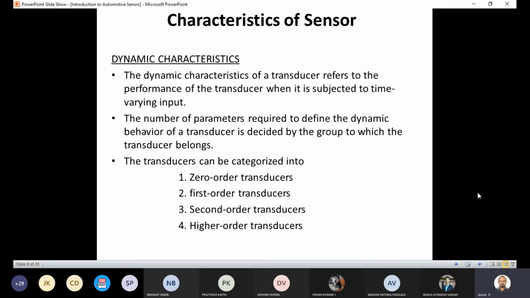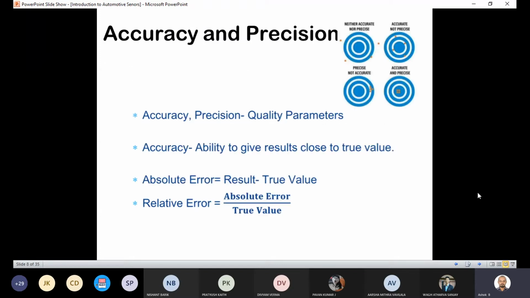Coming to the dynamic characteristics, this refers to the performance of the transducer when it is subject to a time-varying input. The number of parameters required to define the dynamic behavior of the transducer or sensor is decided by the group of transducers. They are classified into zero order, first order, and higher order transducers. So according to the time domain, the output of these transducers will vary.